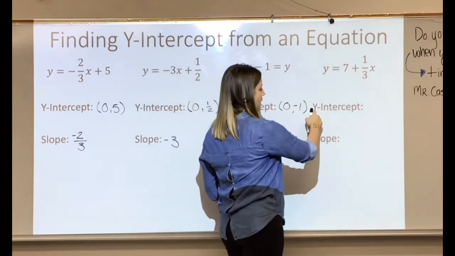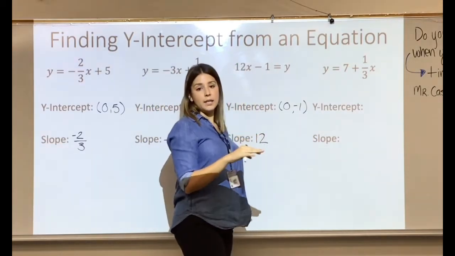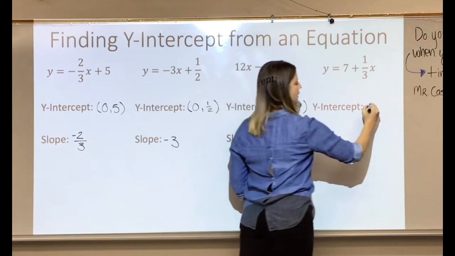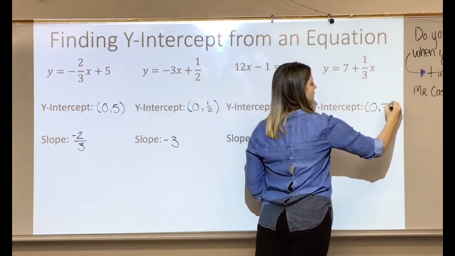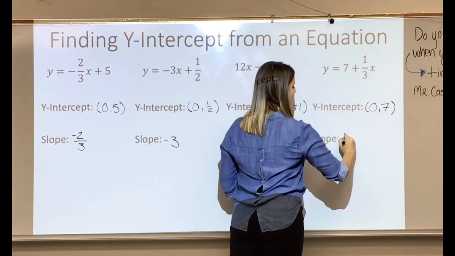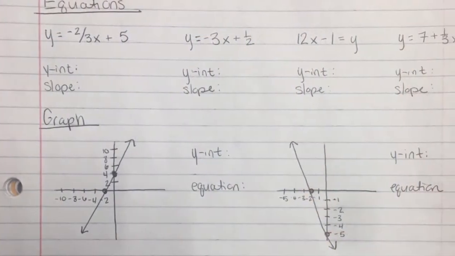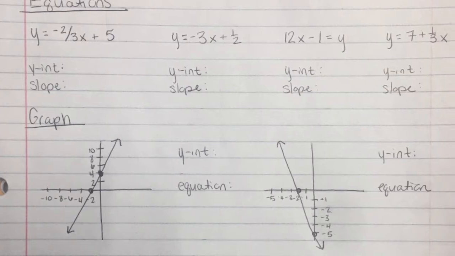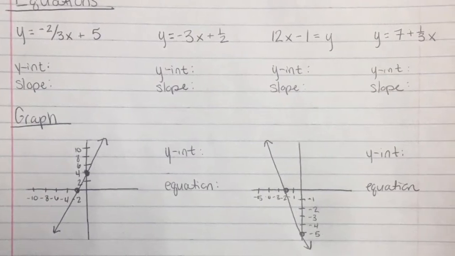Last but not least, my y-intercept, which number is not connected to x? It's 7. So my y-intercept is 0, 7. My slope, what's connected to x? 1/3. We just finished the 4 equations. Now pause the video to copy down the 2 graphs.